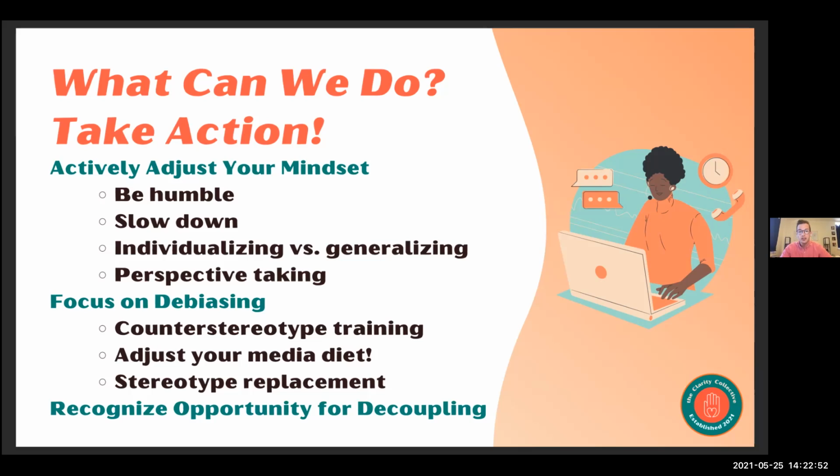And another thing to do is stereotype replacement. So just going through the step-by-step process of identifying when your thinking is led by a stereotype, label it as stereotypical, reflect on why it occurred in the first place, and then replace it with a counterexample and try to think and act accordingly. The last one here is focusing on decoupling.